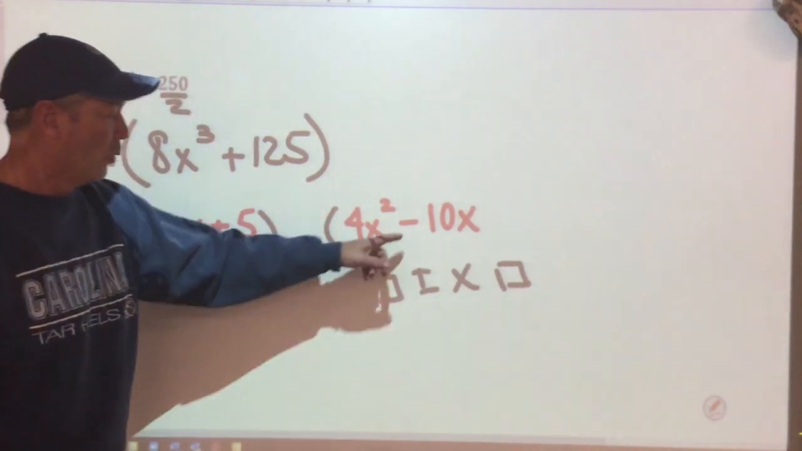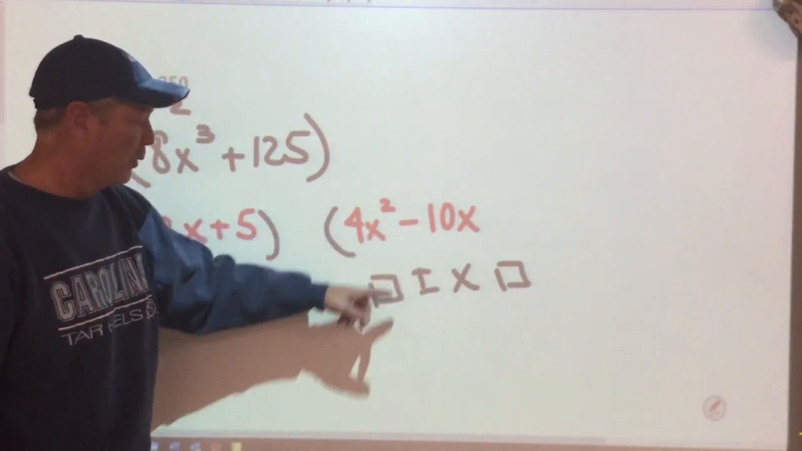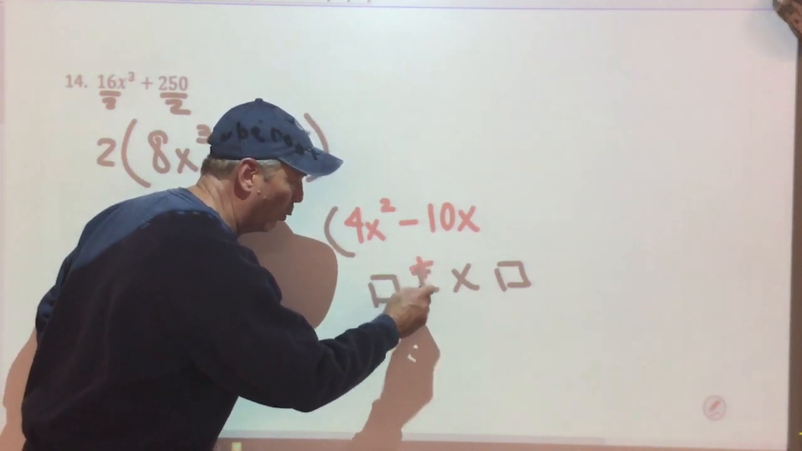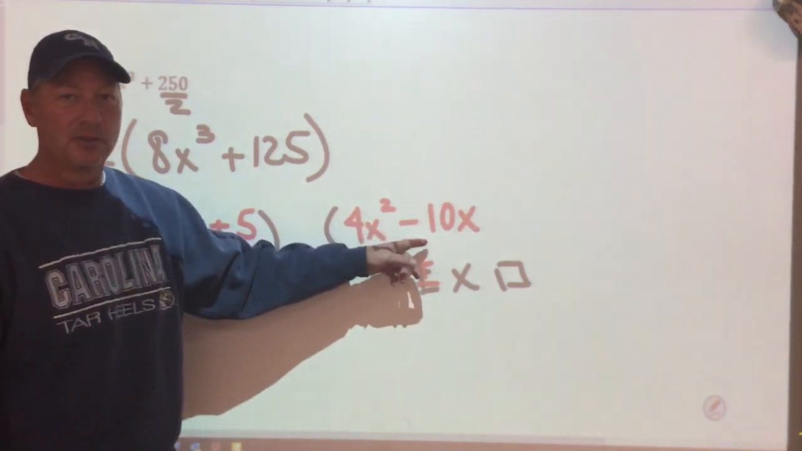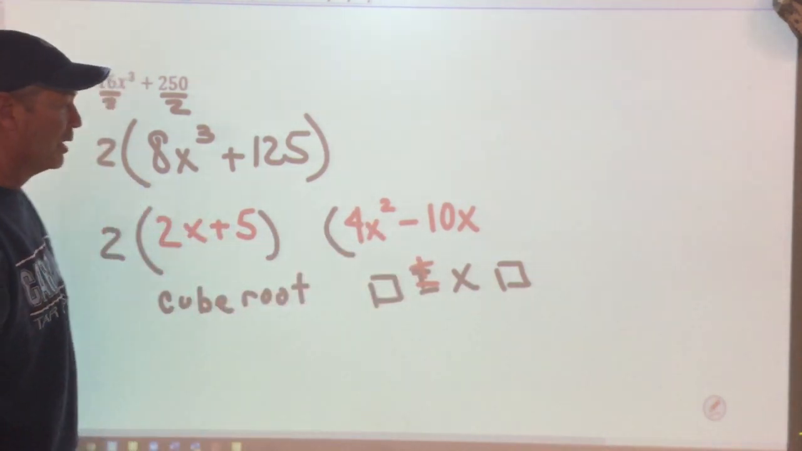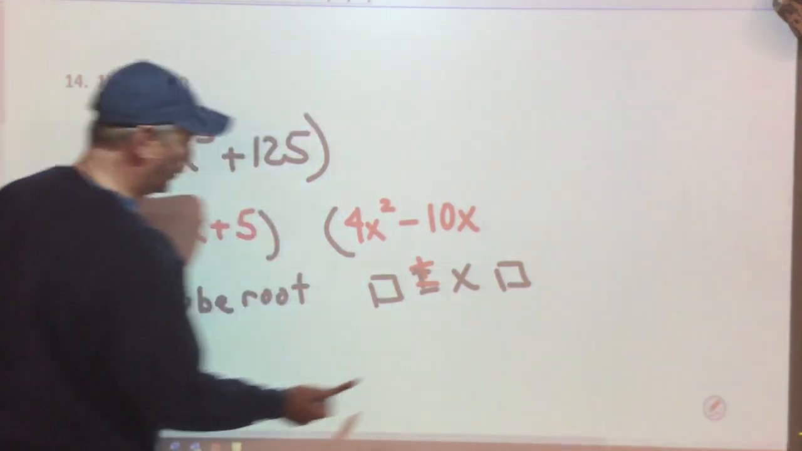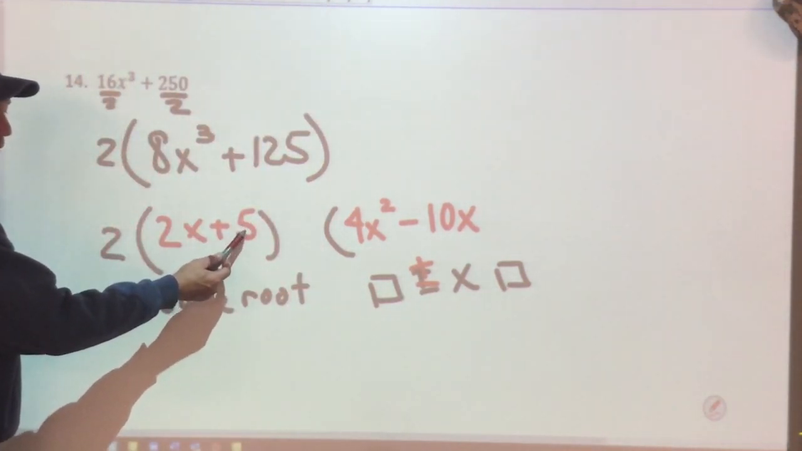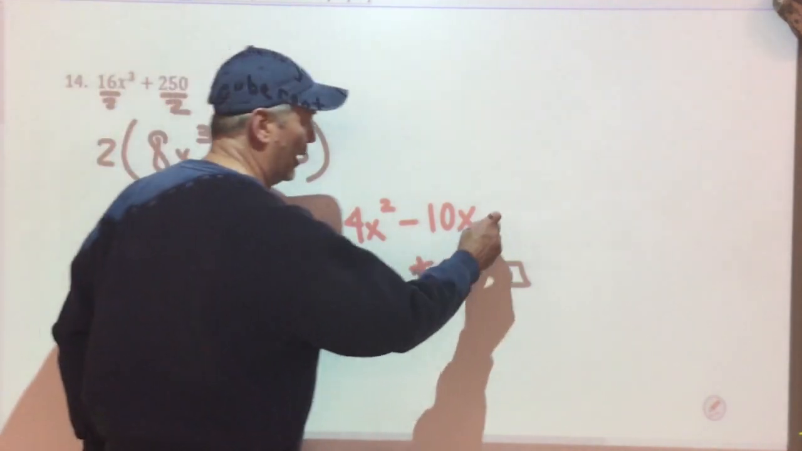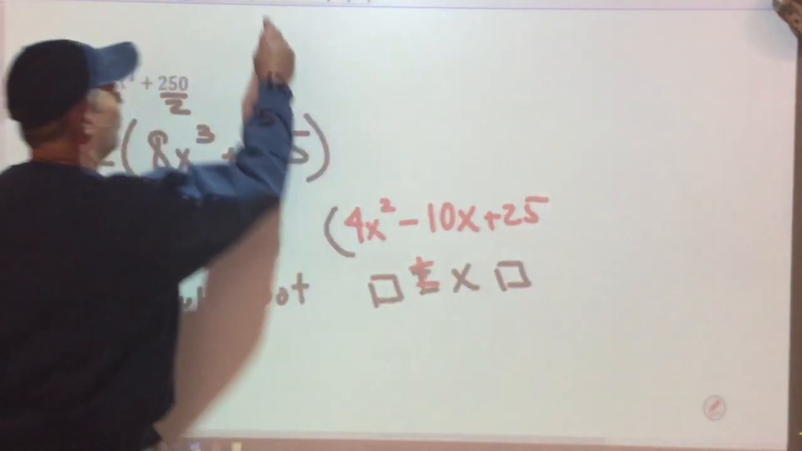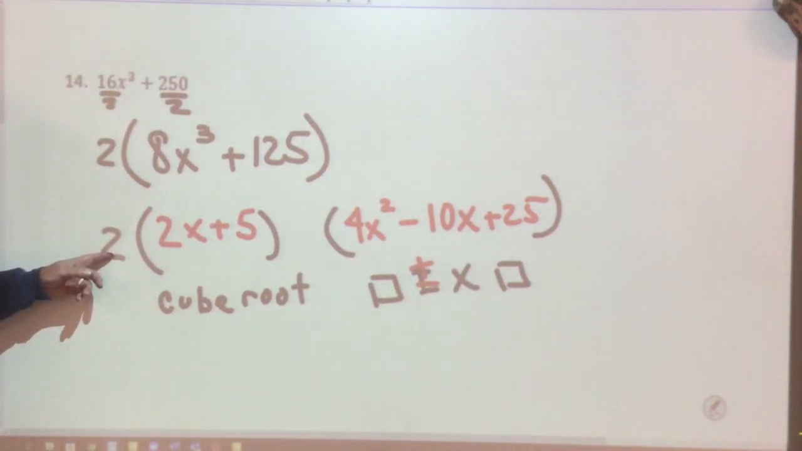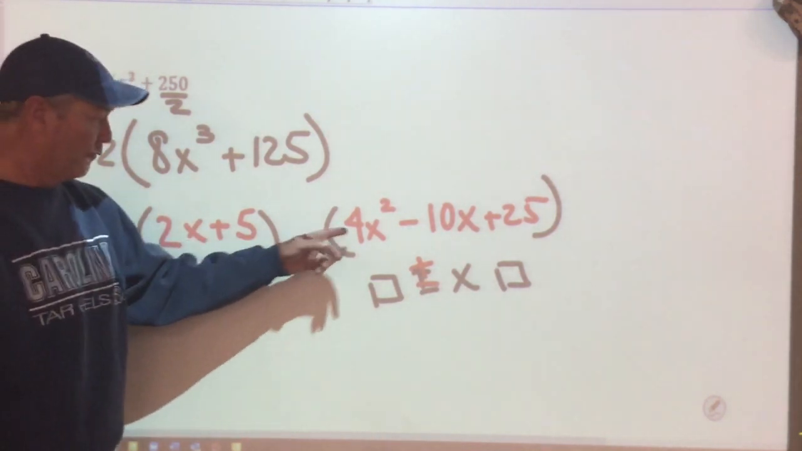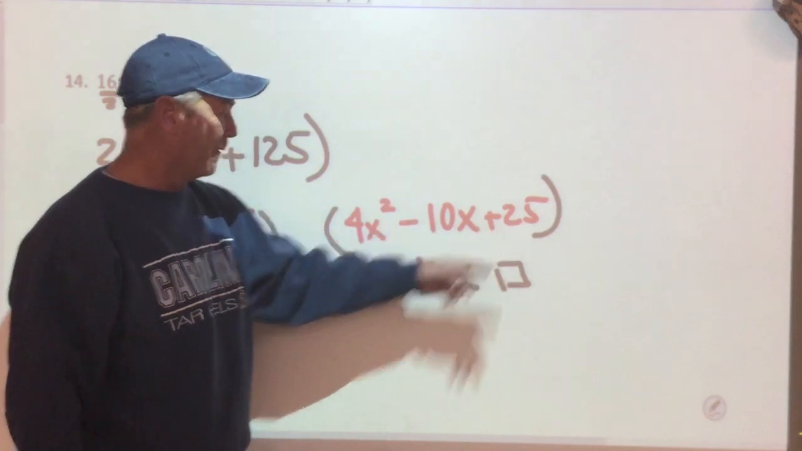Now don't worry. We know that it's supposed to be a positive 10x, but we have already said that we have to change the signs. You have to change it from a plus to a minus. You don't get to choose. And then we're going to square the back term. What is 5 times 5? That is going to give you 25. And then we're going to close this out, and this is how you would factor. Include your greatest common factor: 2 times (2x plus 5)(4x squared minus 10x plus 25).